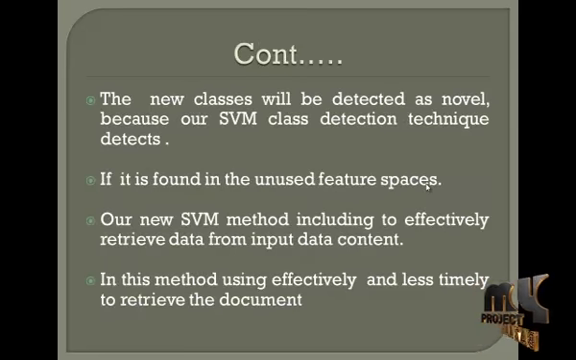The new class will be detected as novel because our SVM technique detects it. The SVM process is nothing but a support vector machine. The support vector machine also calculates the clustering process to search for our process. It is found in the unused feature space. The unused feature space is nothing but the unrelated documents, the unwanted space being removed for our process.